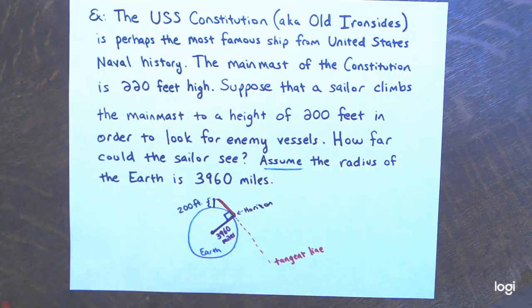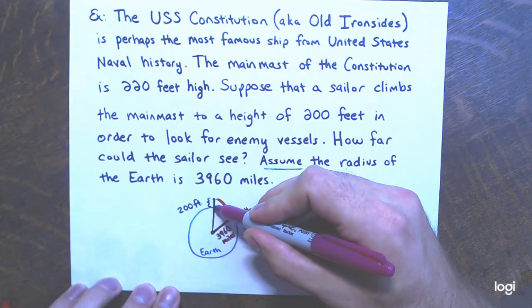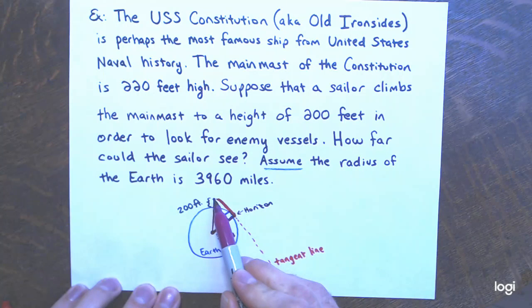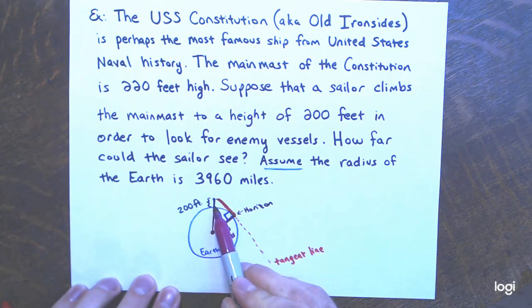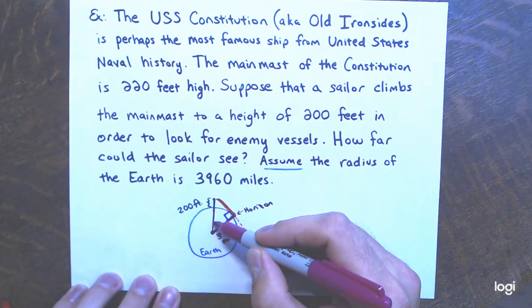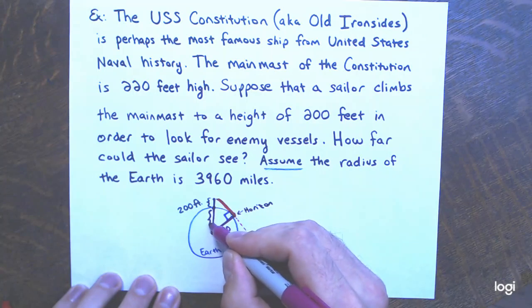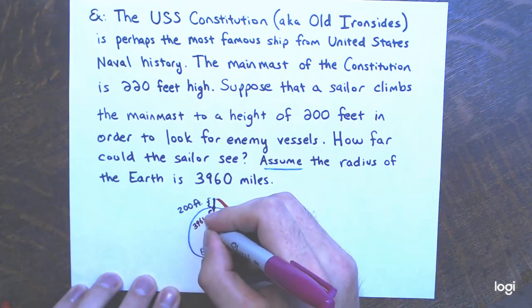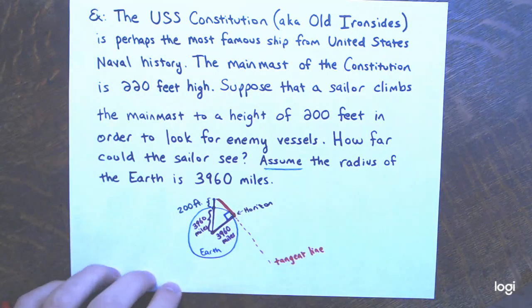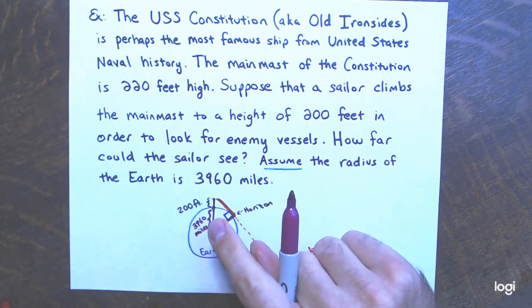Can you see the right triangle coming out of this? I'll draw a bigger version of this on the next page. But if I draw this, if you go from where the sailor is standing on this ship, 200 feet up off the surface of the Earth, off this mast, and you draw a segment from the sailor straight down to the center of the Earth, you create this other radius right here, another 3,960 miles. Do you see the right triangle? I know it's kind of tiny. I'm going to draw it a little bigger on the next page.